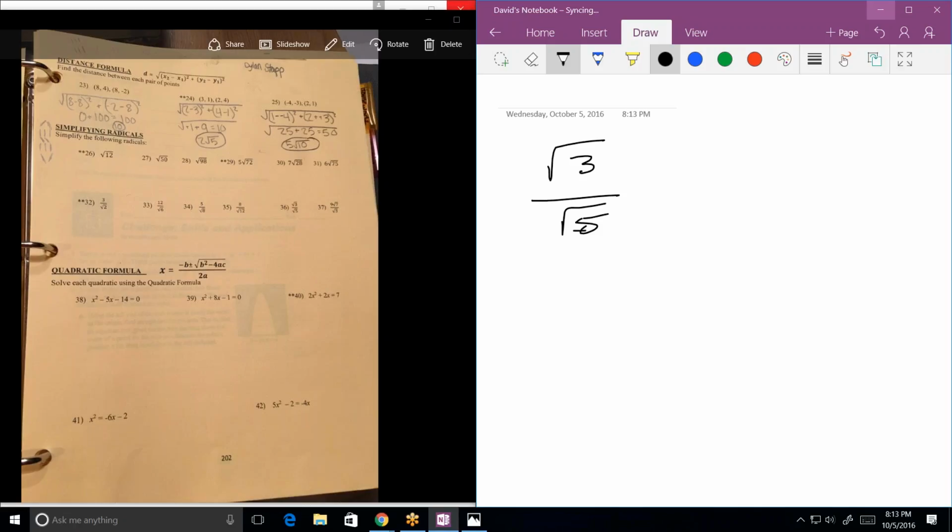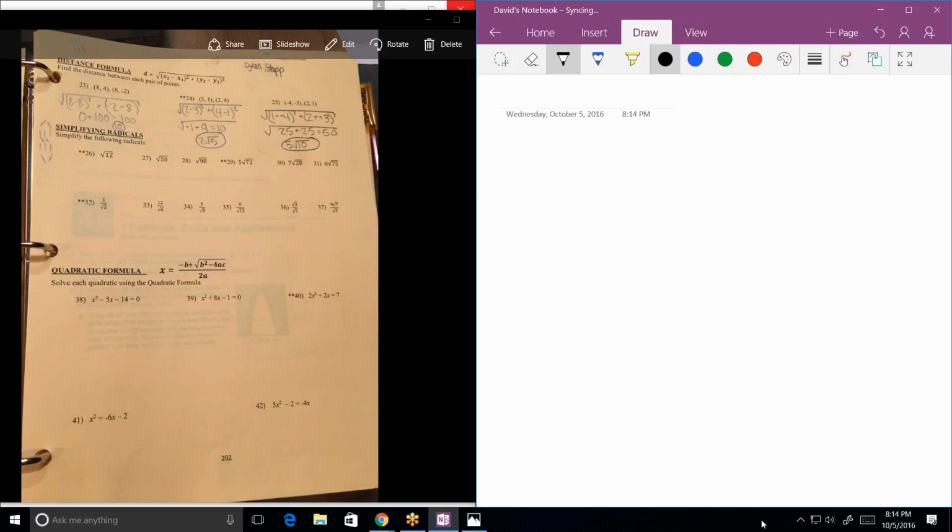Okay, what do I do here? For this one we would multiply it by root 5 over root 5. Don't leave out your radical signs, okay? Now what's root 3 times root 5? Root 15, good, over 5, and we leave it like that. I can't simplify that anymore. So don't make the mistake of thinking you can divide top and bottom by 5. You can't do that.